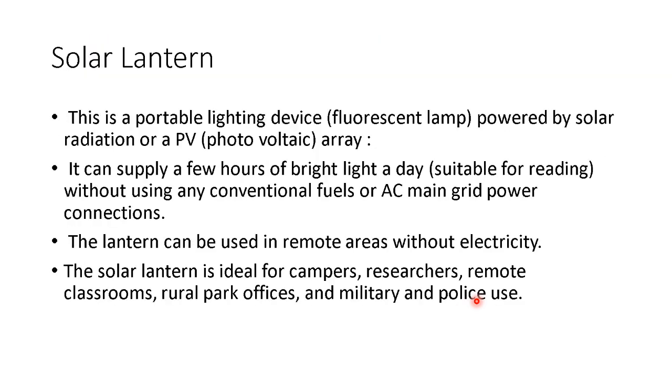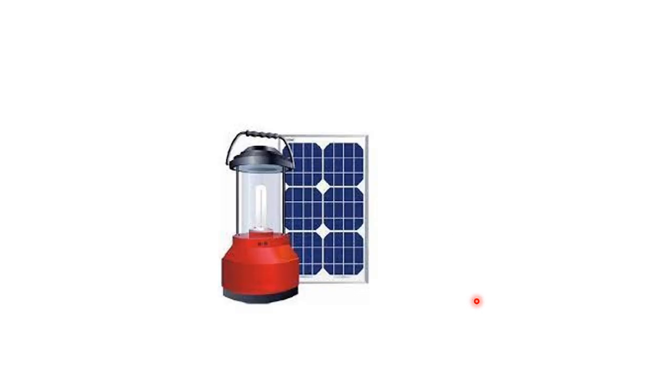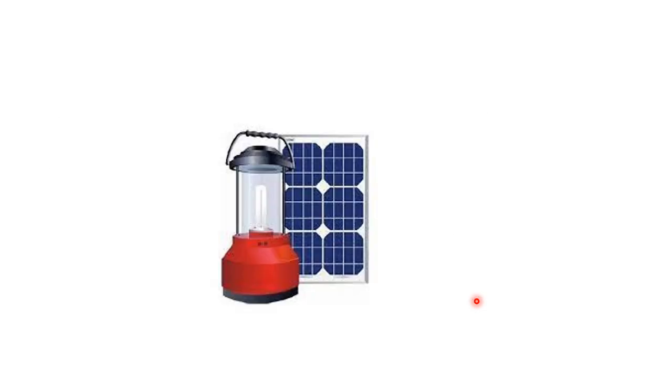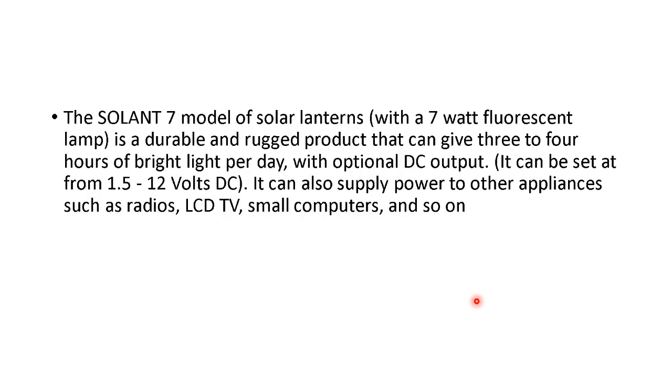Another use is in the form of a solar lantern, a portable lighting device. The energy from the smaller photovoltaic cell used in this lantern is stored and can be used as per our requirement. So it can supply a few hours of bright light a day without using conventional fuels or the main power grid connection. The lantern can be used in remote areas without electricity. The solar lantern is ideal for campers, researchers, remote areas, classrooms, rural park offices, and military and police use. These are just names of models, like the Solant 7 model. It is used mostly to generate energy.